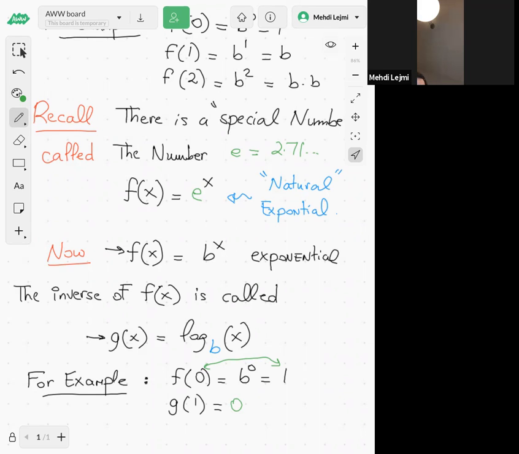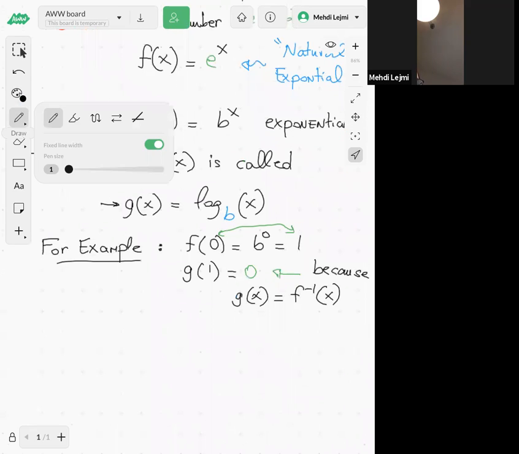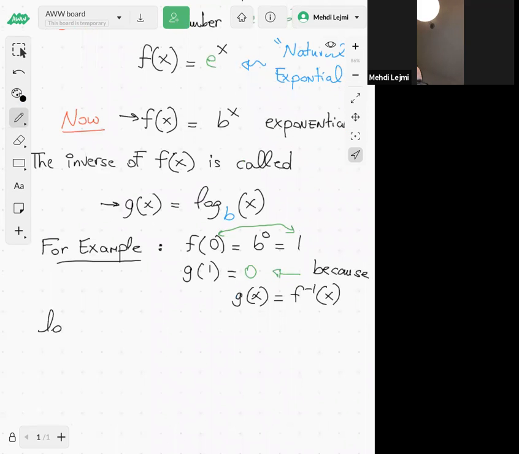This is because g of x is the inverse of f. So if the exponential of 0 is 1, then the log of 1 would be 0. So what I'm saying here, guys, is that whenever you have log in base b of 1, this is always equal to 0.